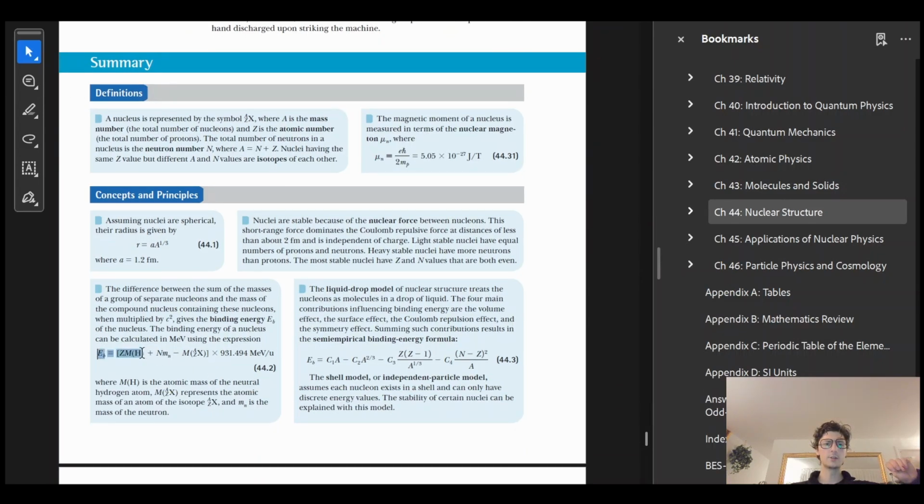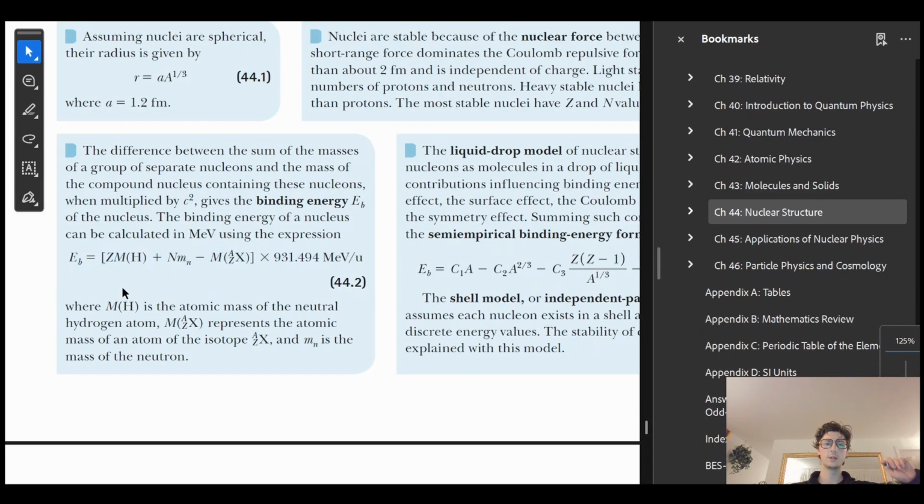Okay, this looks familiar right over here. So I'm gonna stop real quick, take a look at this. E subscript B, binding energy. The difference between the sum of masses of a group of separate nucleons and the mass of a compound nucleus containing less nucleons, when multiplied by c squared, gives the binding energy of the nucleus.